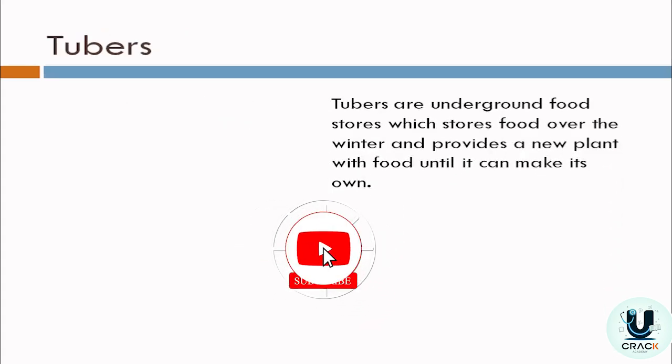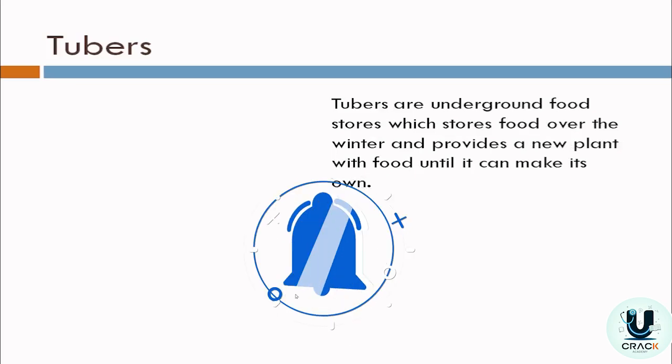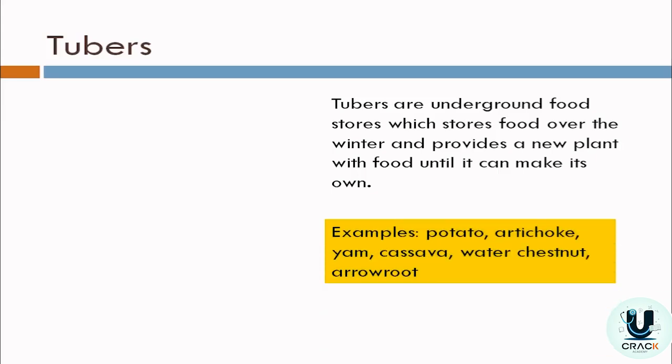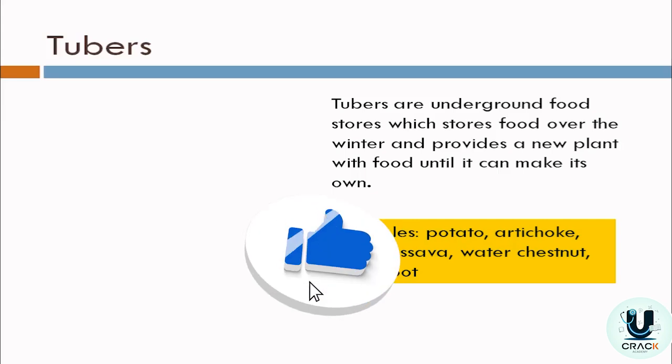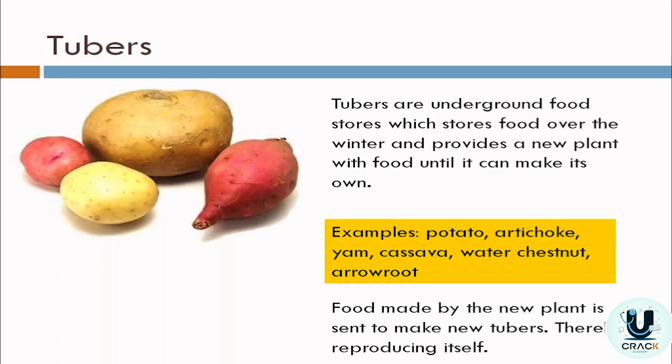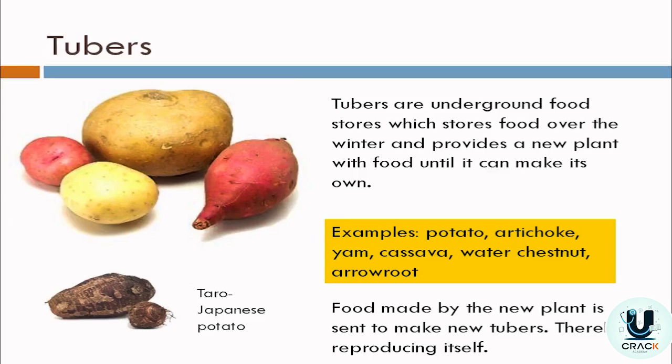Tubers are underground food stores which store food over the winter and provide a new plant with food until it can make its own. Example: potato, artichoke, yam, cassava, water chestnut, arrowroot. Food made by the new plant is sent to make a new tuber, thereby reproducing itself. Look at how the tubers are formed. Look at the pictures of taro and Japanese potato.